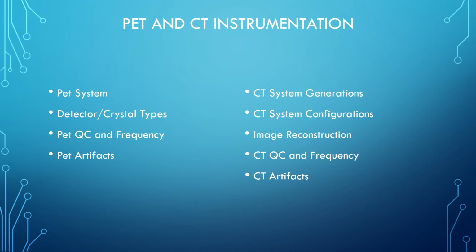PET and CT instrumentation is comprised of a PET component and a CT component. Within the PET system, there are also lots of different detectors and types. We'll talk about PET QC and frequency and PET artifacts. And then on the CT part of it, we'll talk about system generations, system configurations, image reconstruction, CT QC and frequency, and CT artifacts.